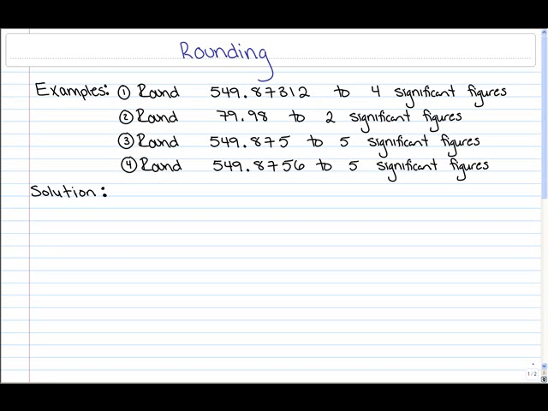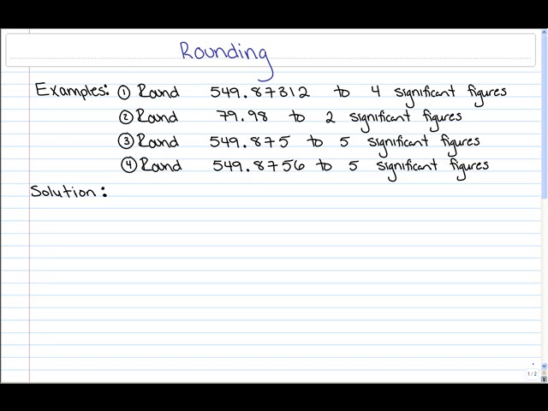In this video, we're going to take a look at rounding and significant figures. Now, the most general rule for rounding is that if the leftmost digit dropped is less than the number 5, then the preceding digit will remain the same. However, if the leftmost digit dropped is 5 or more, then the preceding digit rounds up to the next value.